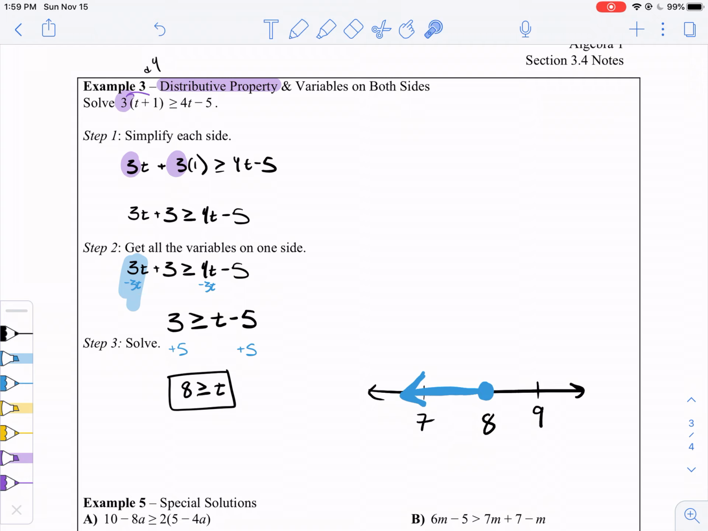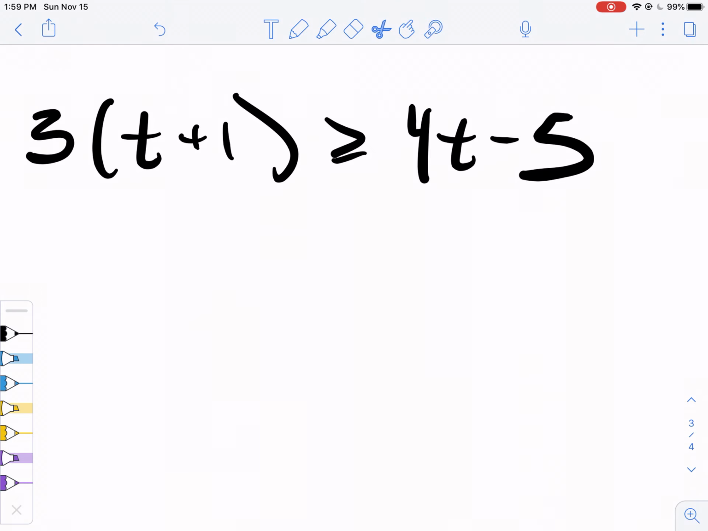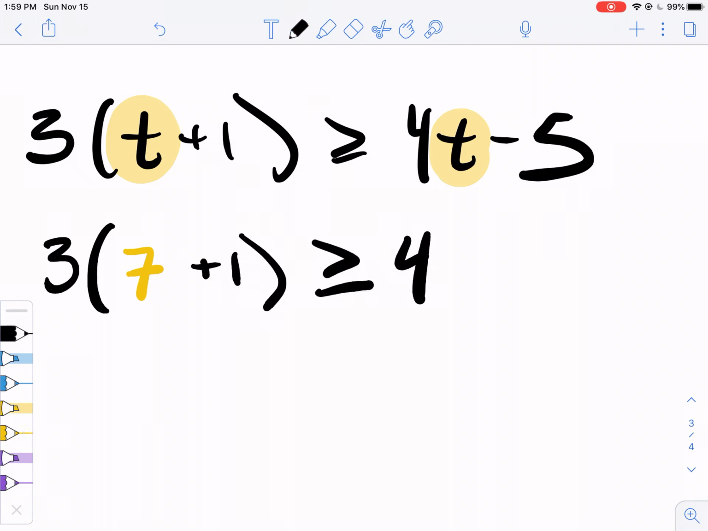Now let's check way back in our original equation and see if we did it right. So our original, and by equation I mean inequality, of course, says 3 times t plus 1 is greater than or equal to 4t minus 5. Let's check. Does that work with 7? I guess I should have made my whole solution yellow, because I always do. Okay, now 7. Will it work if we plug in 7 here? Well, you tell me. Is it true that 3 times 7 plus 1 is greater than or equal to 4 times 7 minus 5?